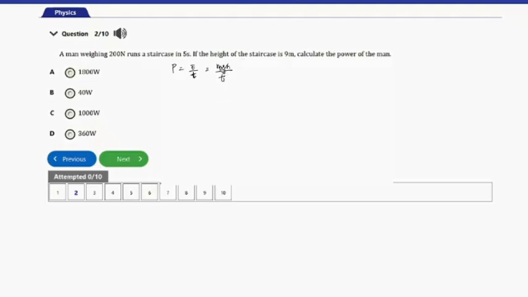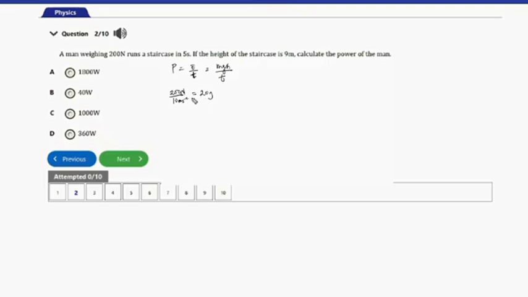That's the height of the staircase. But we don't have the mass here, but we can actually calculate for the mass, having that the man is weighing 200 newtons. And we know that weight is equal to mass times acceleration due to gravity. So in that case, if the weight is 200 newton, then the mass is the weight over the acceleration due to gravity. So that's 200 over 10, and that's 20. So the mass of the man is 20.